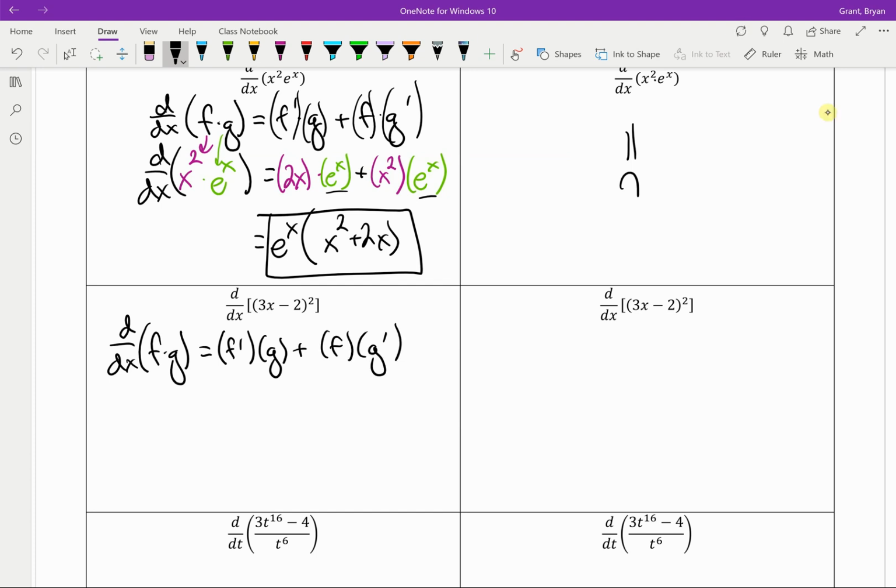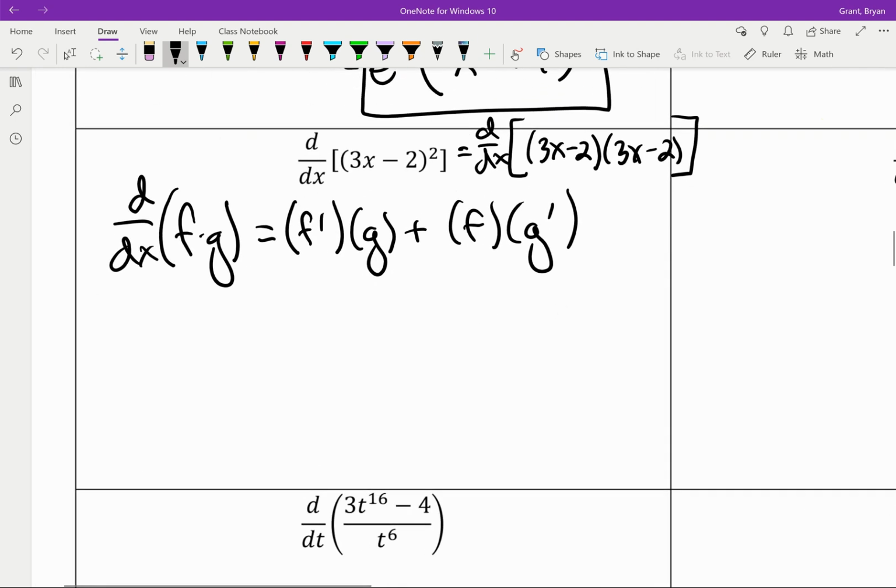Okay, well, the problem is I'm not quite sure what f and g are here. Of course, we might remember that when you have something squared, you can of course write it times itself, 3x minus 2 times 3x minus 2, and then maybe it becomes clear of what your f and g functions are. I think we're going to have to write pretty small here, so stay with me. d dx, our first function, I'll do in blue, is 3x minus 2, and my second function is 3x minus 2.